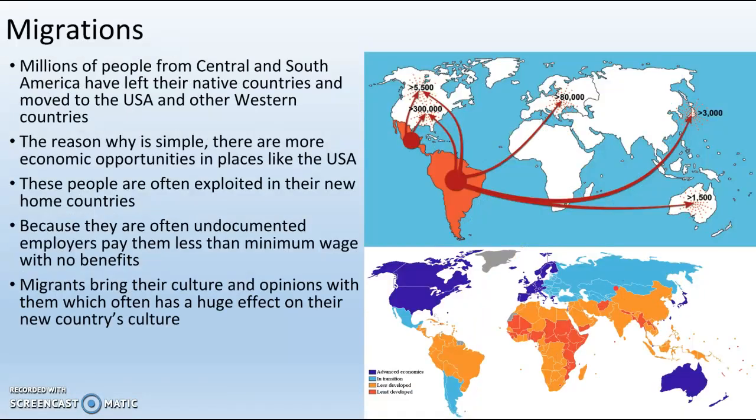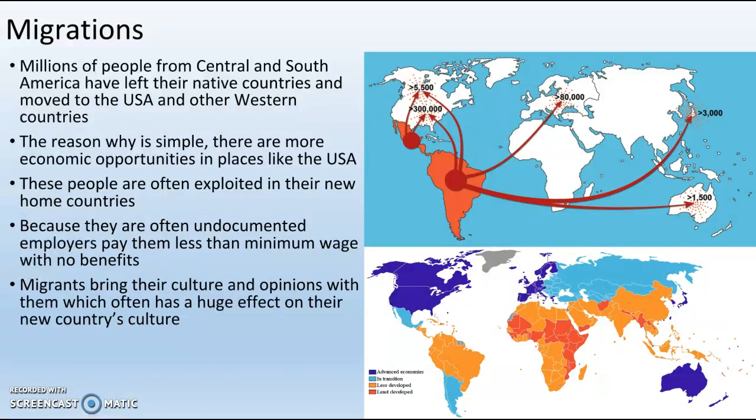They're going to move. If you have good opportunities somewhere else, you're going to go there and try to do that. And as a result, we have millions of people, especially in Latin America, move to developed countries. Lots and lots of people. And it's because they want a better life. They want economic opportunities. The problem for them is that they're often undocumented.